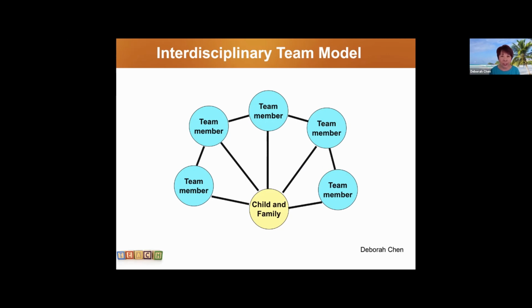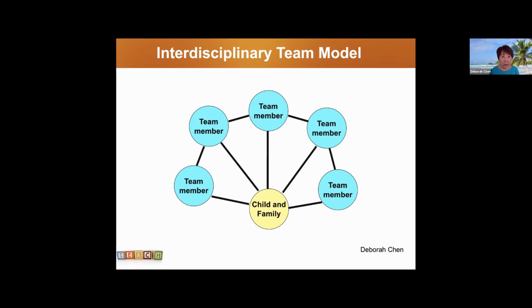So you can see those lines show you that there is collaboration, joint planning, joint assessment, maybe a synthesis of reports, but each of these team members are still working separately with the child or family in home visits or in the classroom if it's a preschool child.